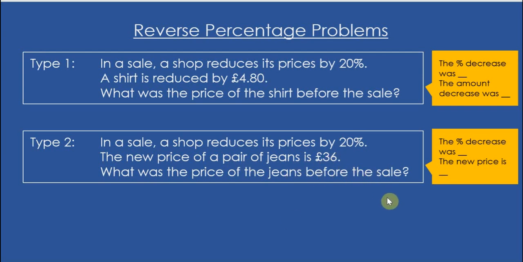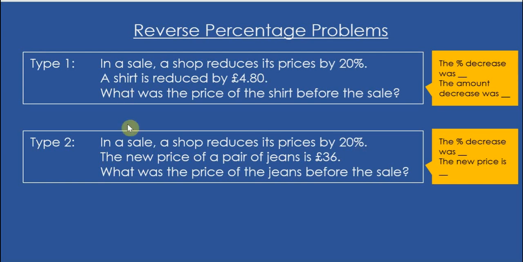So both types of those questions are reverse percentage questions because they're asking what the original price was. That's what makes it a reverse percentage problem. But this one can be categorized by saying that it tells us the percentage decrease and then it tells us the amount decrease. It doesn't have to be a decrease, it could be an increase. This one tells us the percentage decrease and then tells us what the new price is. So that's the difference.